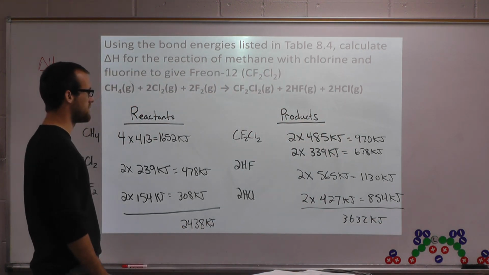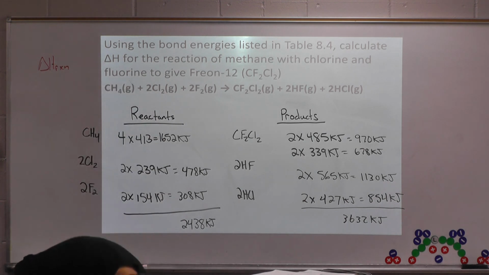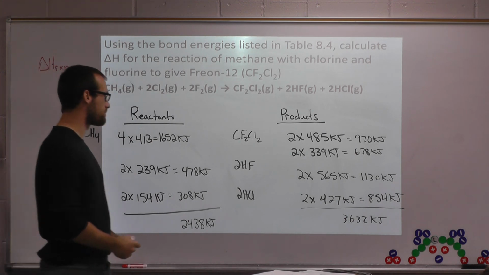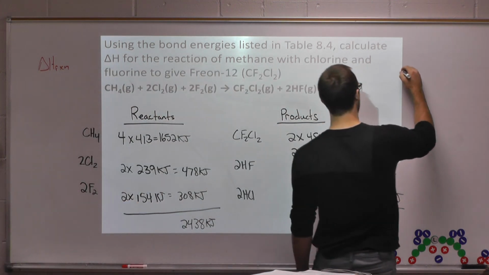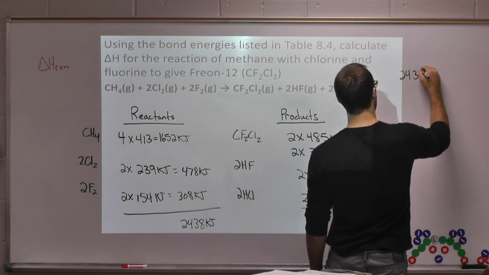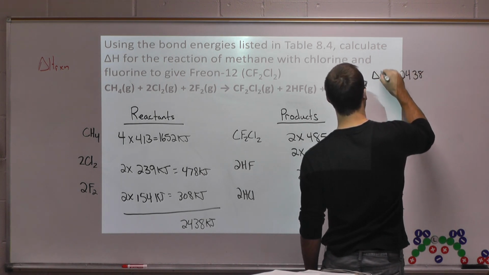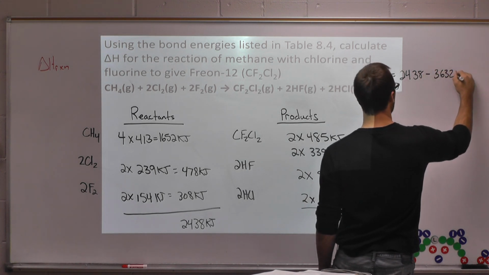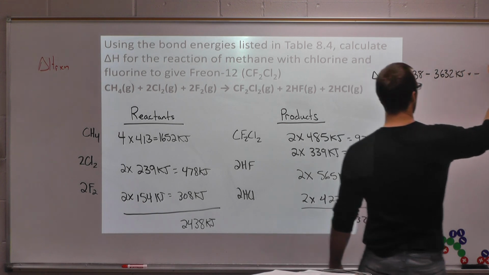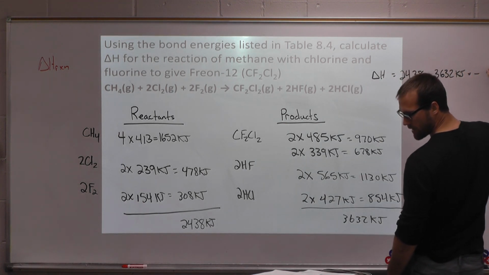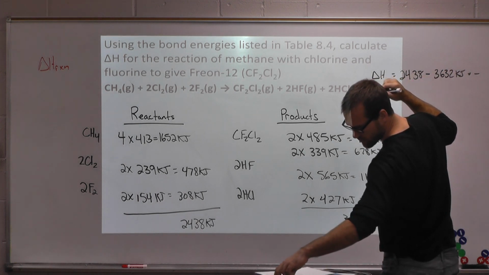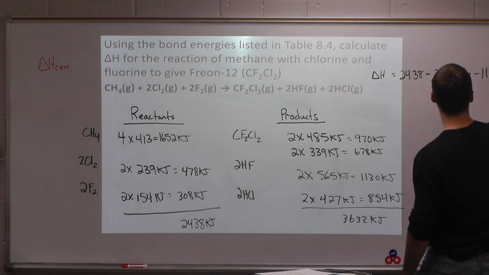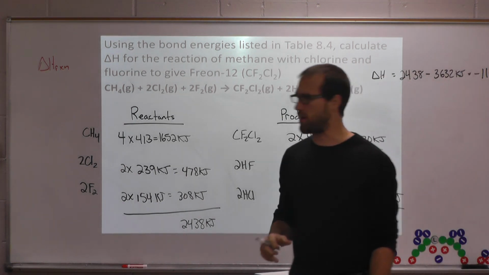Now we gotta remember, is it products minus reactants or reactants minus products? Reactants minus products. Okay. Negative 1,194. What'd you say the answer was? Negative 1,194. Is that right? Yeah. That's your answer.